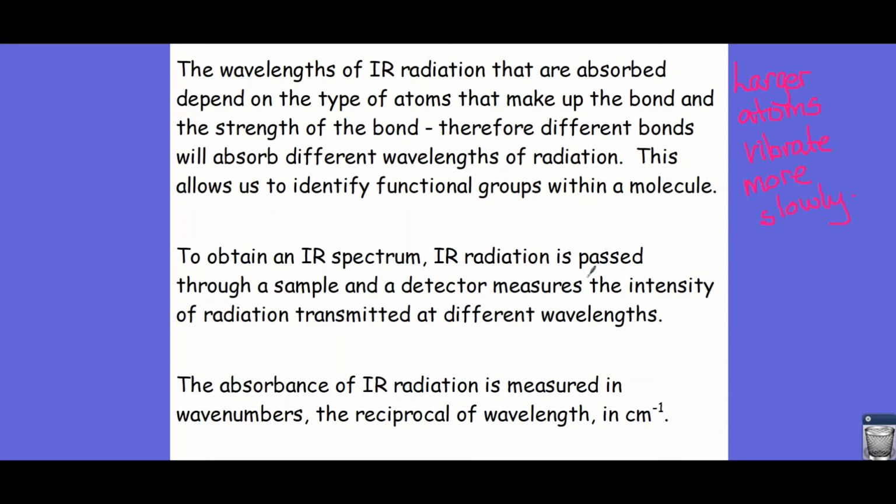To obtain the spectrum, infrared radiation is passed through a sample, and then a detector measures the intensity of radiation that is transmitted at different wavelengths. When you see an IR spectrum, and when you look at the page in your data booklet, it's page 14, the IR correlation table, you'll see that you're actually given the values in wave numbers, and it's given in wave numbers because it's just the reciprocal of wavelength. We've looked at this before, but it just gives you a much nicer looking graph. It's much easier to read when we give the data in wave numbers.